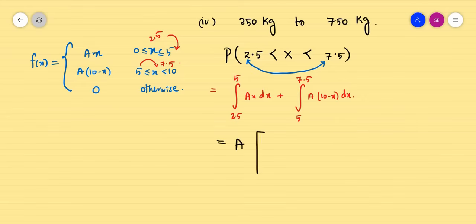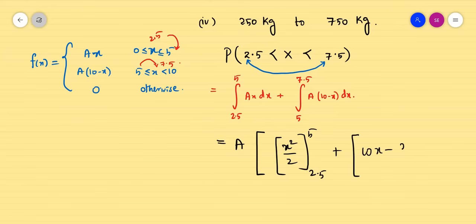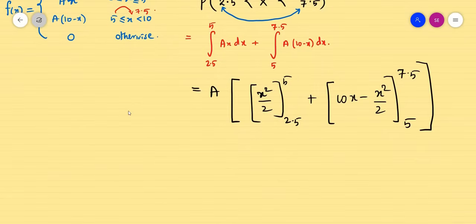So now a is common. If you integrate x, you will get x square by 2, from 2.5 to 5. Here 10x minus x square by 2, from 5 to 7.5. Okay, a value is 1 by 25. Finally we can substitute, don't get confused with this. Here you can do one more thing, because you are a little scared of calculation. You can take this 2 also commonly outside. So a by 2, in this case x square from 2.5 to 5.